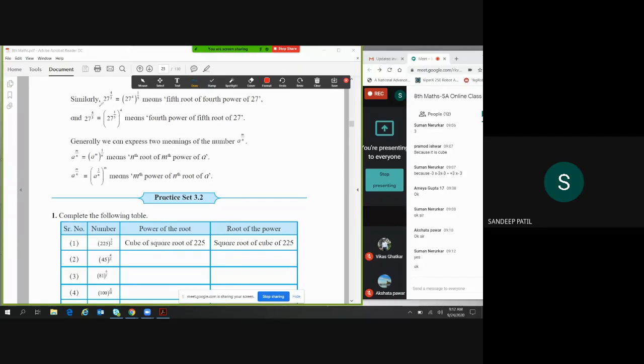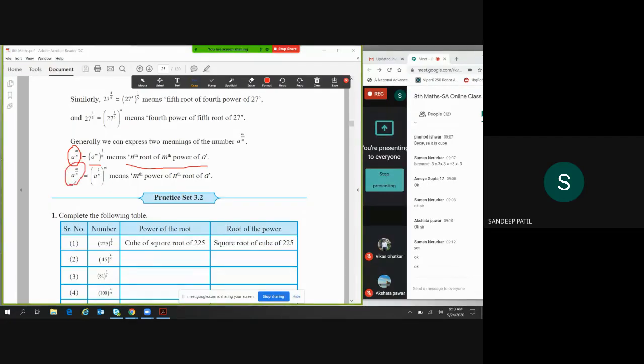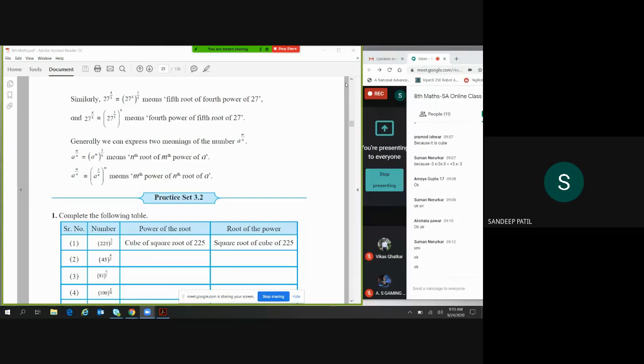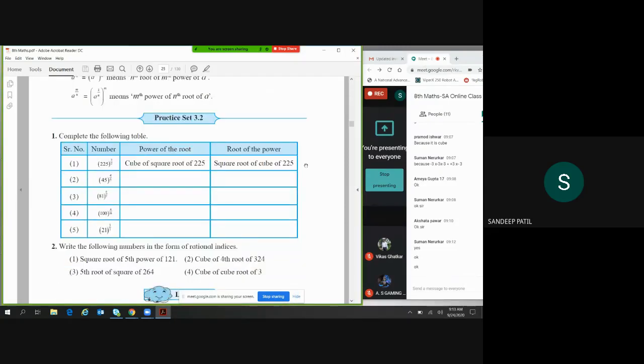Generally, if a raised to m by n, we can write it in different fashion: a raised to m, and outside the bracket 1 by n. We can write nth root of mth power of a. Or we can have another way to write this: a raised to m by n is equal to a raised to 1 by n outside the bracket raised to m. It means mth power of nth root of a. Okay, so let's try to solve some problems here, so that we will have understanding whether we are following the right path or not.